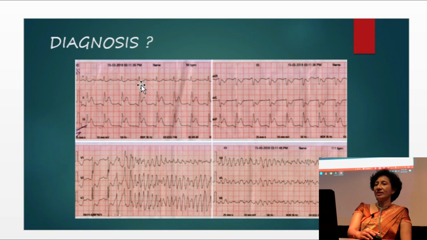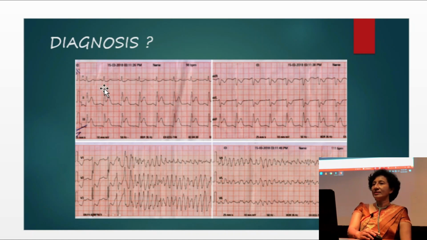QRS complexes are narrow or broad? Narrow QRS complexes. What is the rate? Just above 100 beats per minute. So there is sinus tachycardia as well.